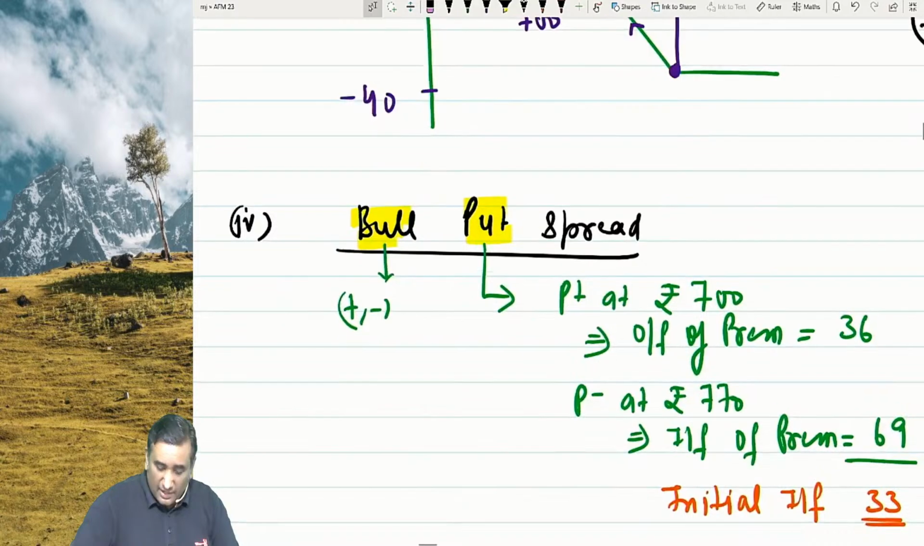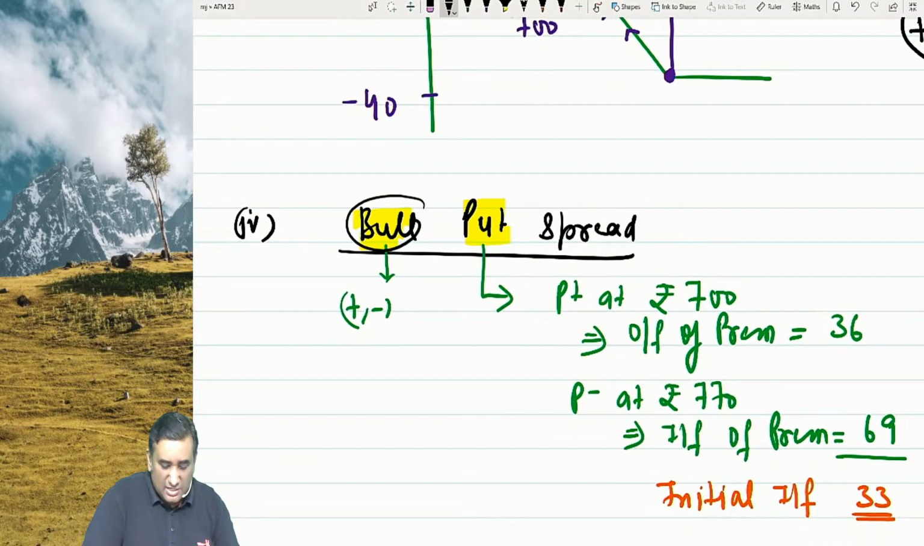For example, when you write a bull put, bullish is plus minus only. But if logically someone says, why did he create this strategy? Put was P minus, assuming prices will not fall. But if the price starts falling, he will be at what? Extreme loss. So he covers himself what? P plus.